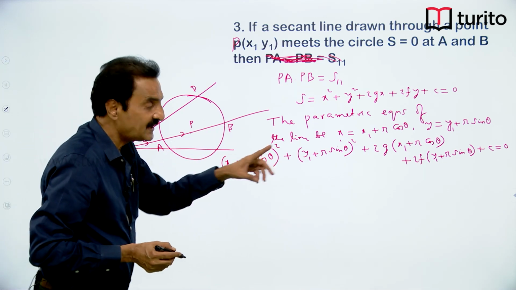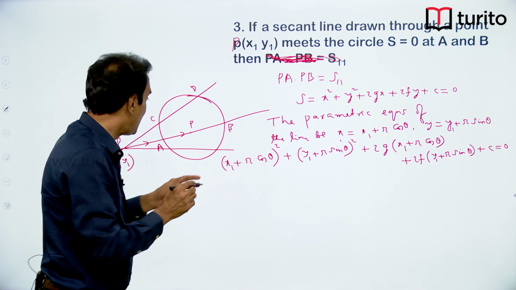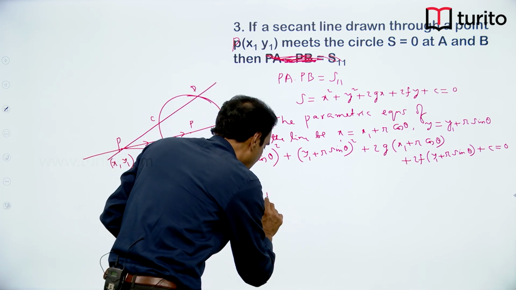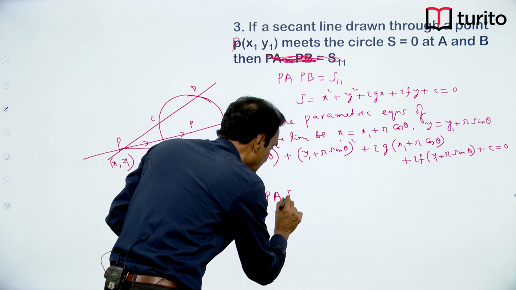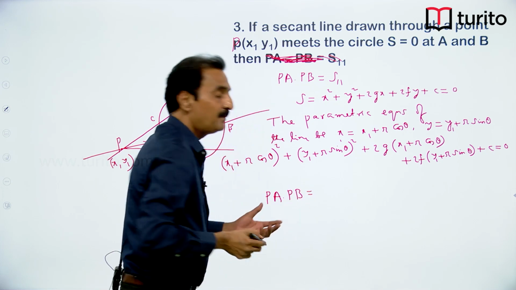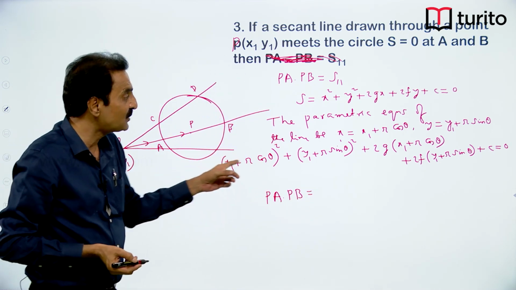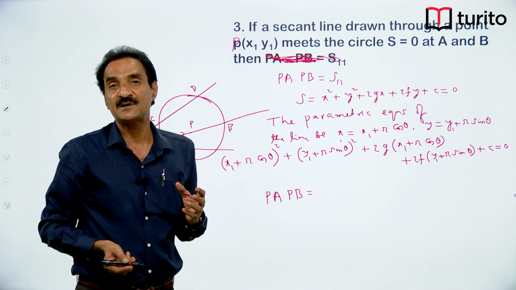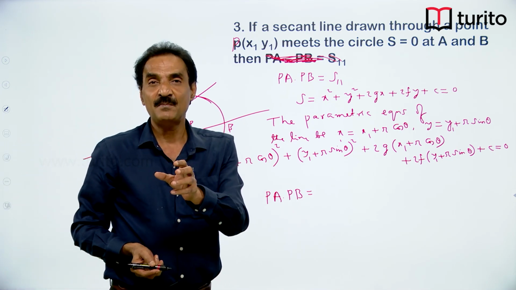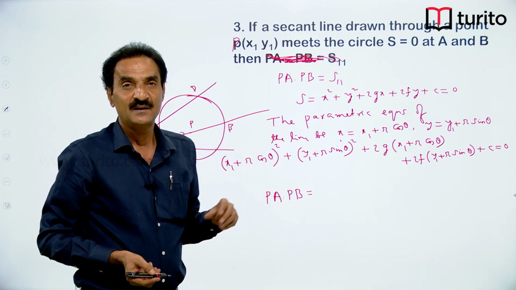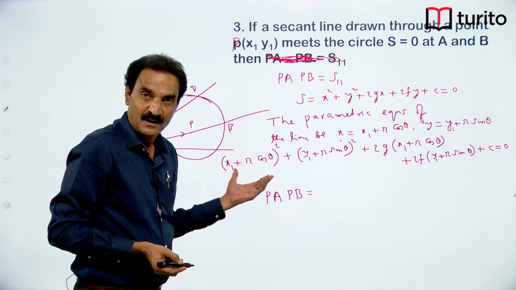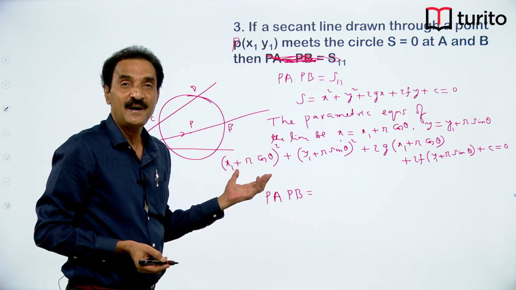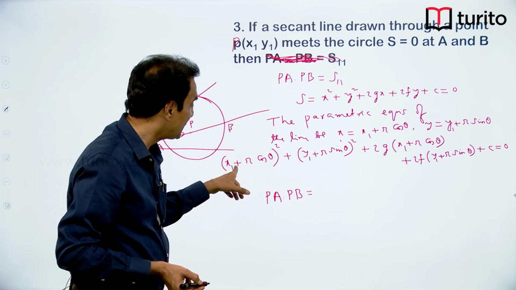Now, it is a quadratic equation in r. The roots of r will be PA and PB. You want PA into PB. PA into PB will be the product of the roots of this quadratic equation. In a quadratic equation, how do you find the product of the roots? Constant term by coefficient of x square. So, here the product of the roots will be the constant term, meaning the term independent of r, divided by the coefficient of r square. What is the term independent of r?